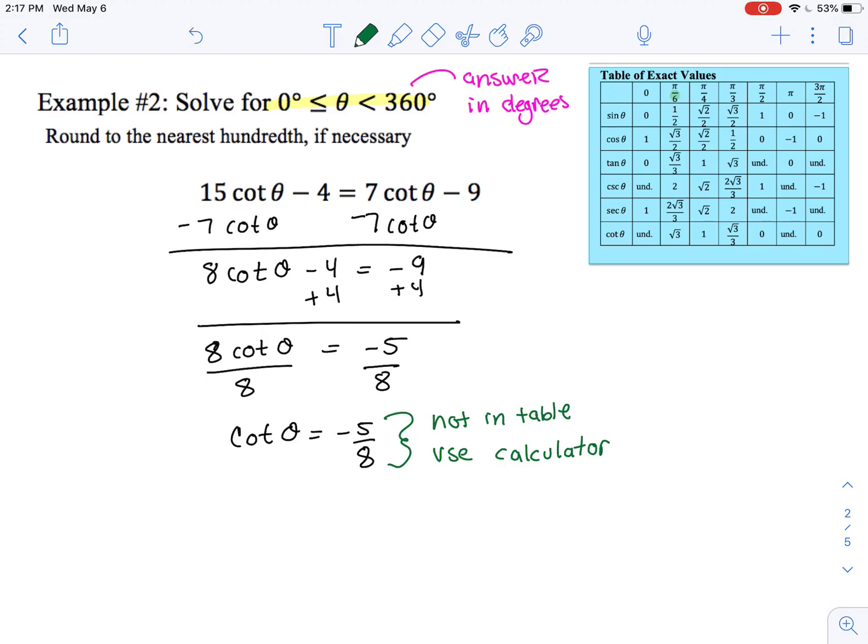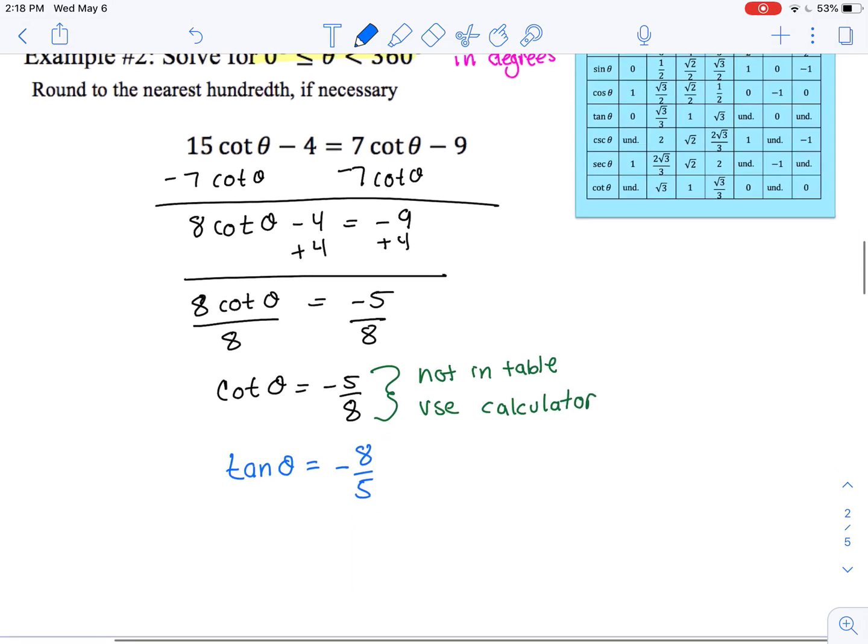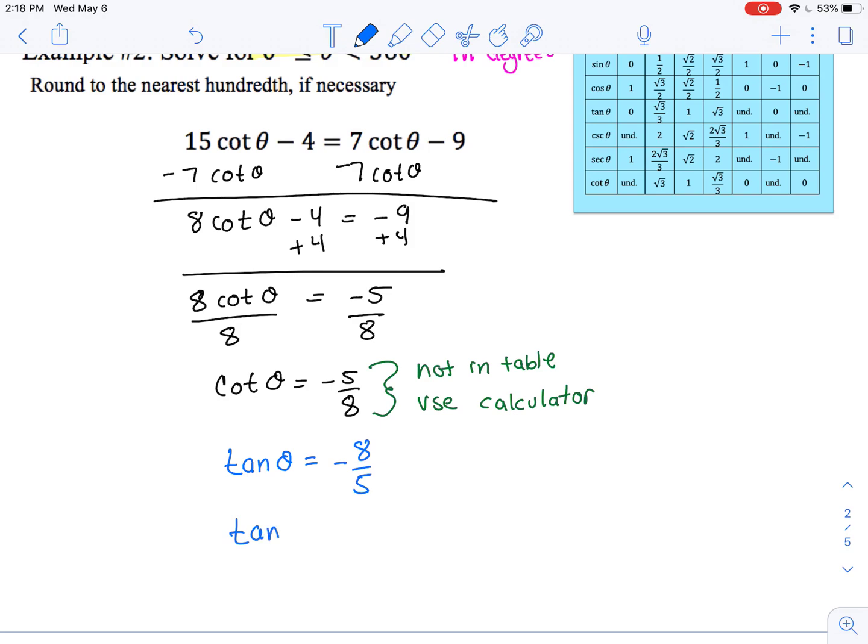The next thing, since we're using our calculator, this is asking for the cotangent. We don't have a cotangent button on our calculator. We do have a tangent, so we're going to write this in terms of tangent. So the tangent of theta equal to negative 8/5 is the same thing as the cotangent of theta equal to negative 5/8. Now in my calculator, I'm going to plug in tan inverse of positive 8/5.